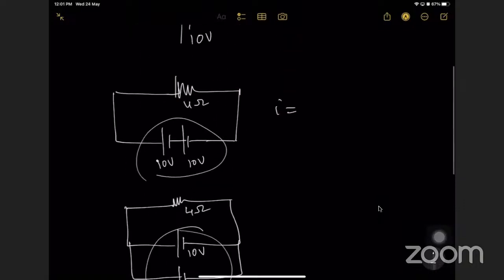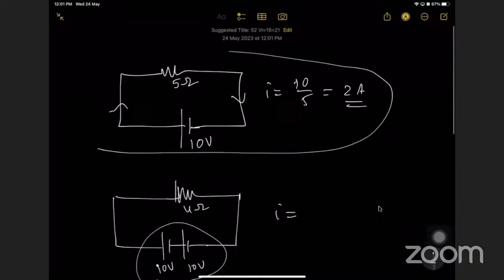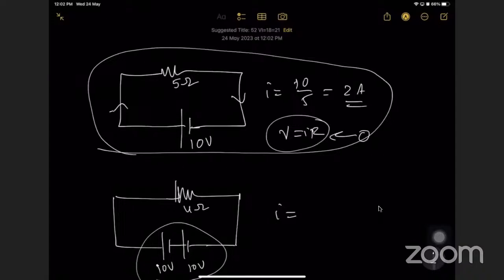So this is what I want to discuss. For a simple problem like the first one, anybody can give an answer. It is very simple: V equals IR. Everybody knows this formula, which is Ohm's law, from school. So with V equal to IR, you can easily find the current, which is 10 by 5, or 2 amperes. It is not that big of a deal.